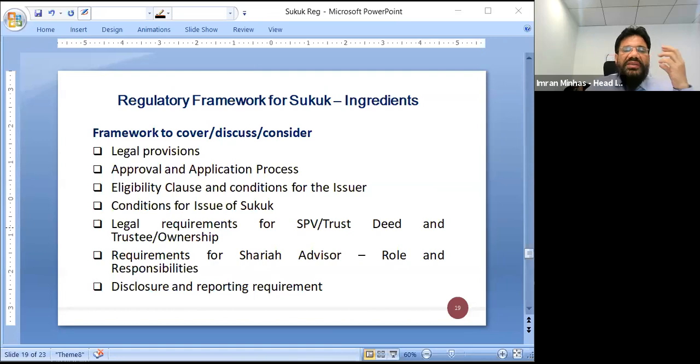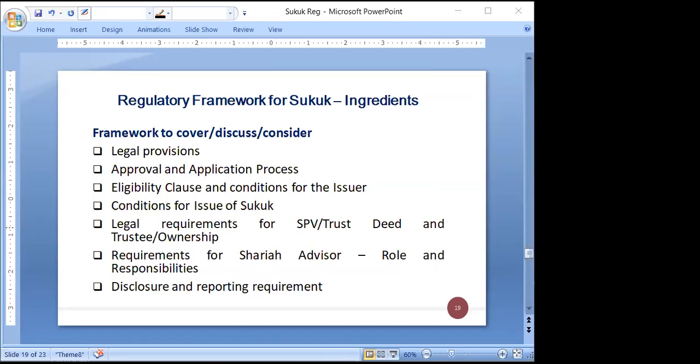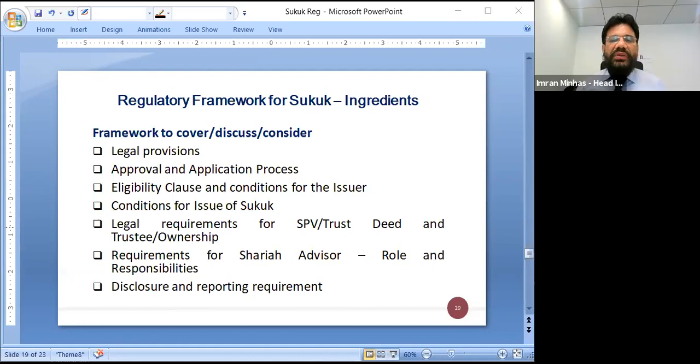Another important area is the SPV, trust deed, the legal requirements and the ownership. This is a very important area, as I discussed. Generally the SPV is held by the trustee under a trust deed. Therefore, any person issuing, offering for subscription or purchase, or making an invitation to subscribe for or purchase any Sukuk will have to enter into a trust deed and appoint a trustee. So the law should determine who will be eligible to be appointed or to act as a trustee.